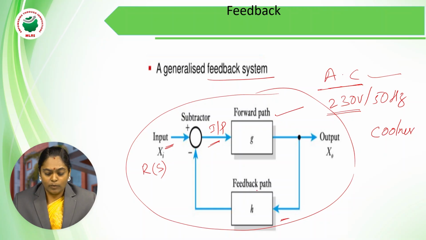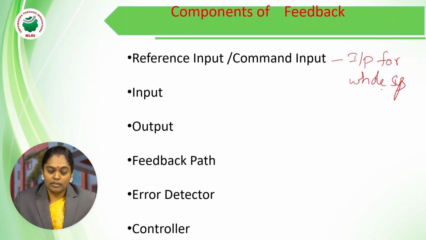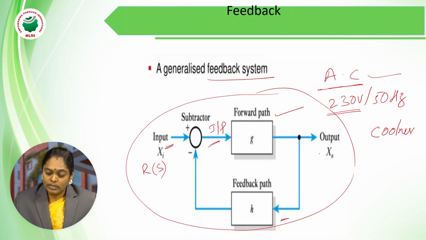This is about what is meant by reference input or command input, and the next one is input. So the reference input is the input given for the complete system. Input for the whole system is called the reference input. But the input given only for a specific block is called an input. Coming to the output, in this case x naught is called the output. The response of a system is called the output.